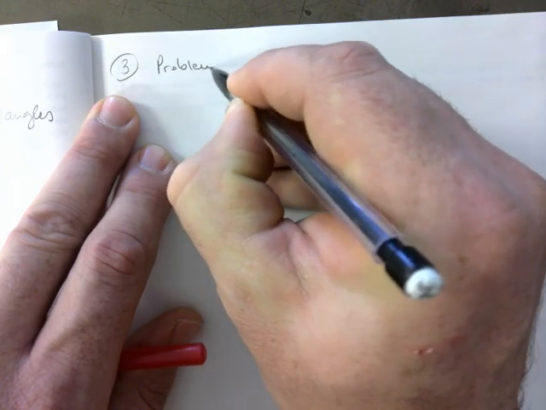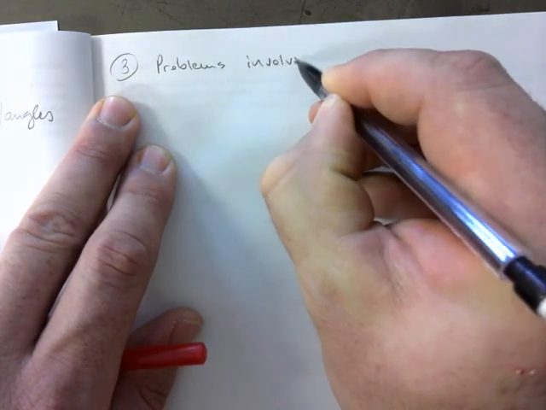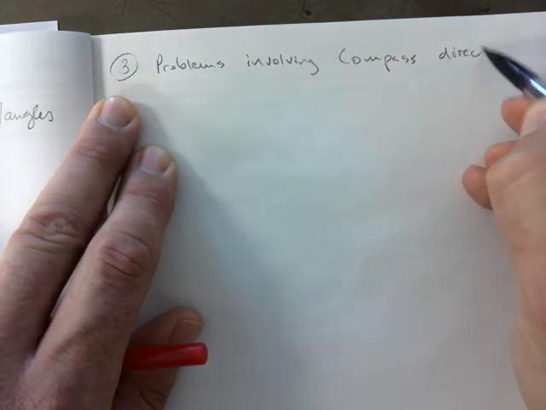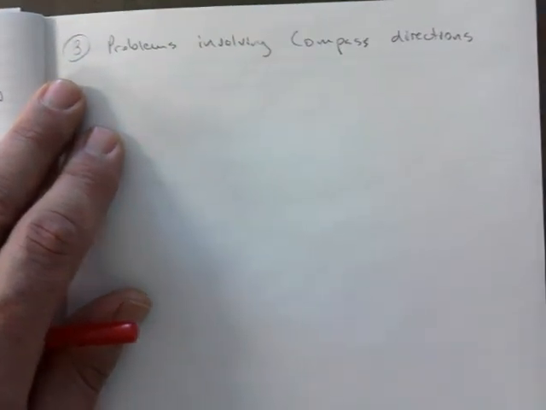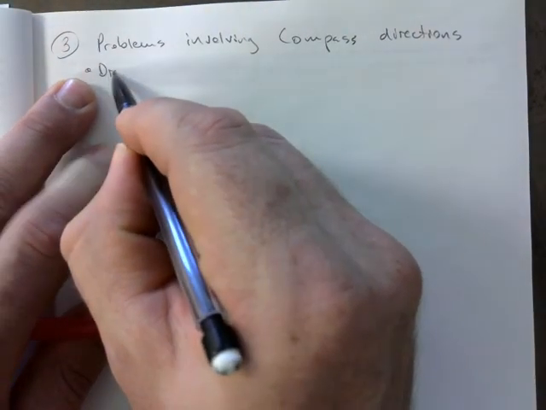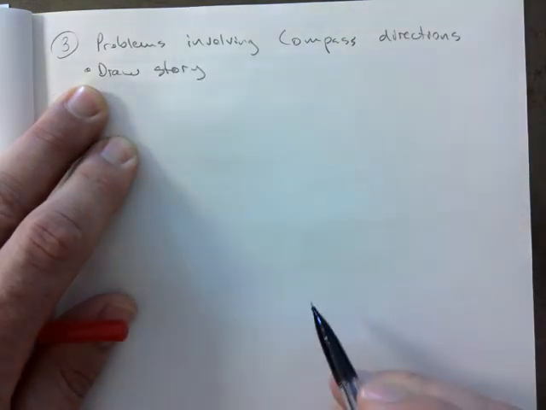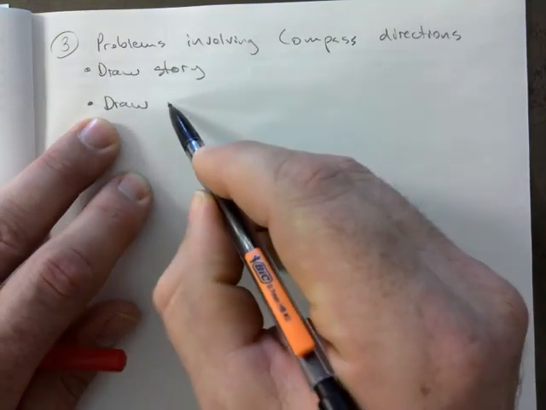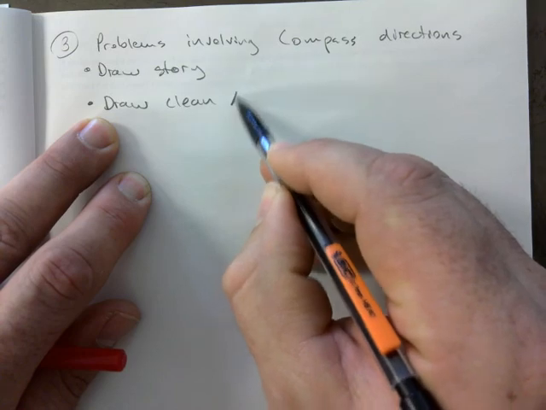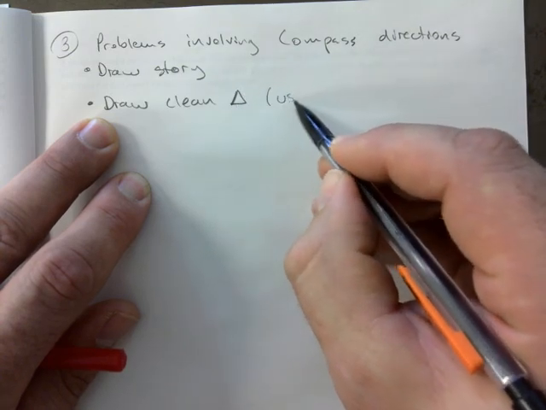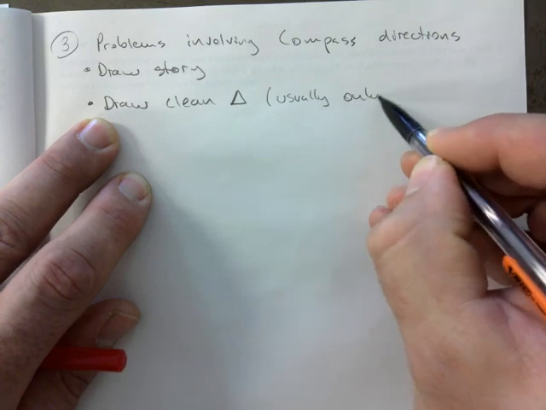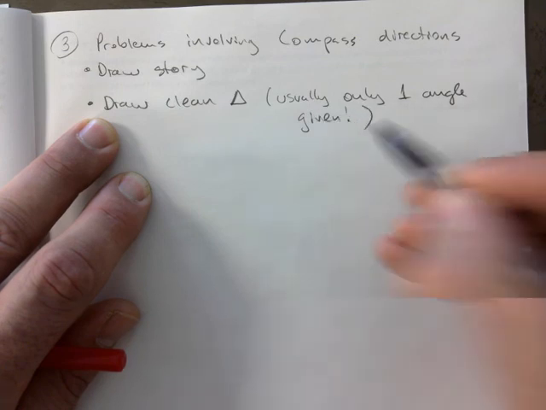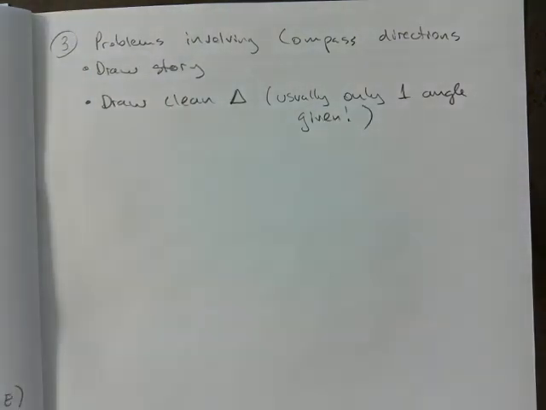Problems involving compass directions. Okay. I would say this: draw the story, and then draw a clean triangle. Usually only one angle given. Usually only one angle given, okay?